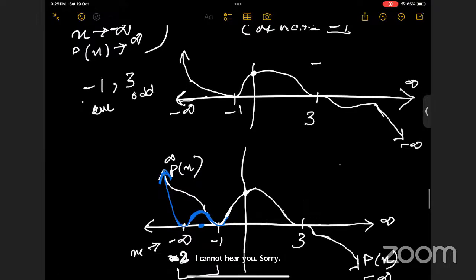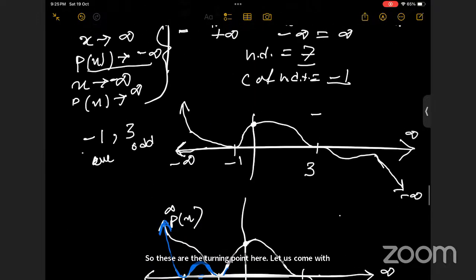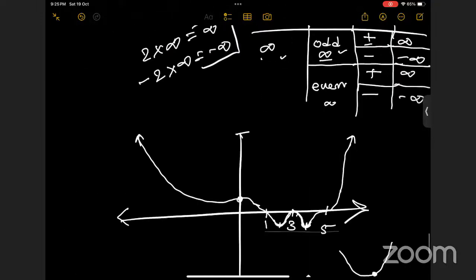Let us come to this graph. In this graph, how many turning points are there? 2, ma'am. 2 turning points are there. That means this one and this one, right? This is one turning point and this is another turning point, right? 1, 2. Okay, so this is the turning point thing.